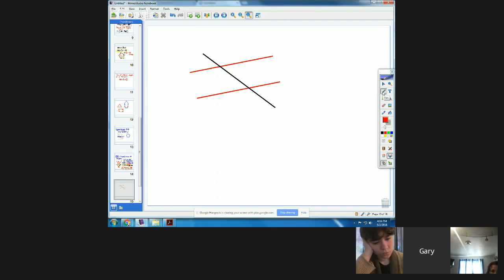Let's say I'll start up here. I'm going to call this right here angle A, and that is angle B, and this one C, D, E, F, G, and H. Keep in mind, this line right here is parallel to that line right there, the red line. So what do we know about, for example, angle A and angle B? Supplementary. They are supplementary.